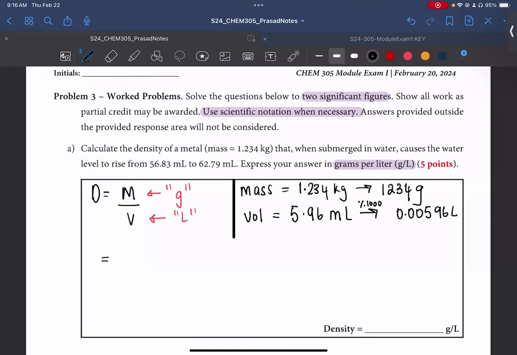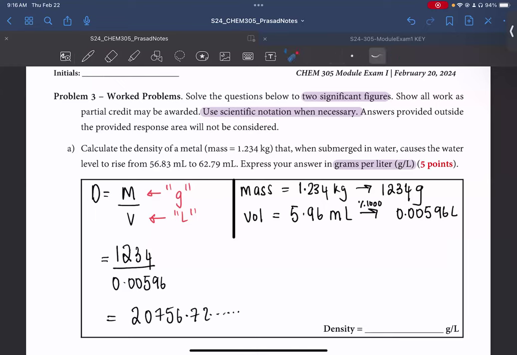Okay, great. So now we have our individual values in their proper units. We just plug and chug. This gives us 1,234 all over 0.00596. Put this in your calculator. I believe the number was some big number like this. It is at this point you should recognize that the question is asking you to do two significant figures. According to the answer, though, if you were to reduce this to two significant figures, this would simply be the following.